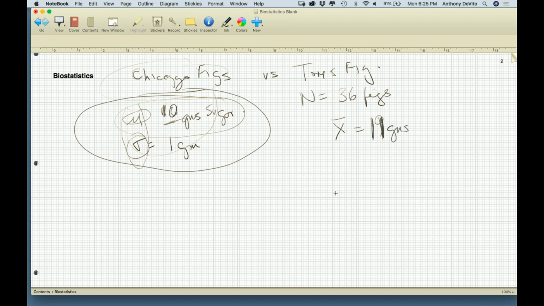So now let's say I want to demonstrate that, gee, I think my figs are sweeter than Chicago figs. Right? I think that I have the edge on that. The average Tony fig is sweeter than the average Chicago fig, right? Well, I'm going to start with an assumption here. I'm going to look at this 2 ways. One way is that if I took a sample of size 36 from Chicago fig trees, what's the likelihood that I would get an average like 11 or 9 in that sample of 36?